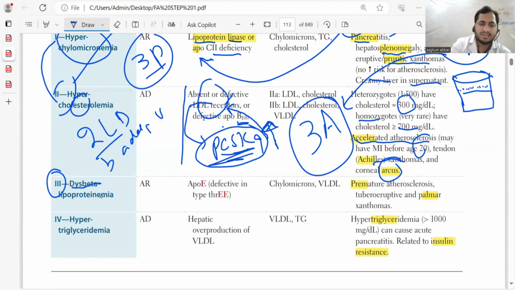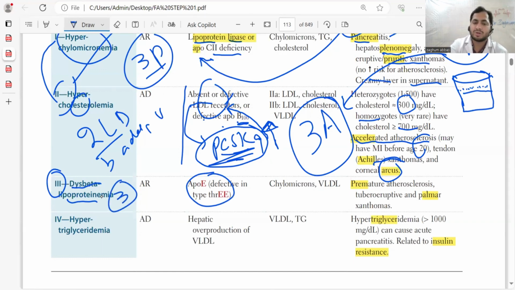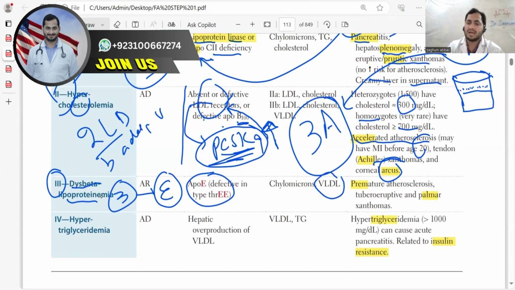Here you will have abetalipoproteinemia. Here you will have an issue with the, you can say, FOE. So how can you cram that? I have remembered just 3. I'm just reversing the 3 with E. You can clearly see that that is FOE. And then 3 is more. In this, there is more production of VLDL.